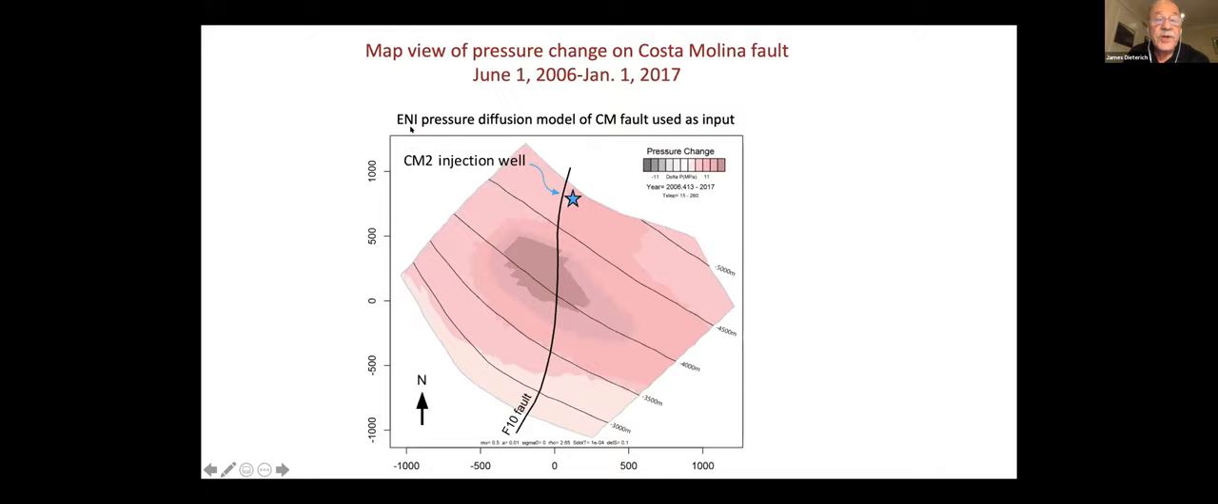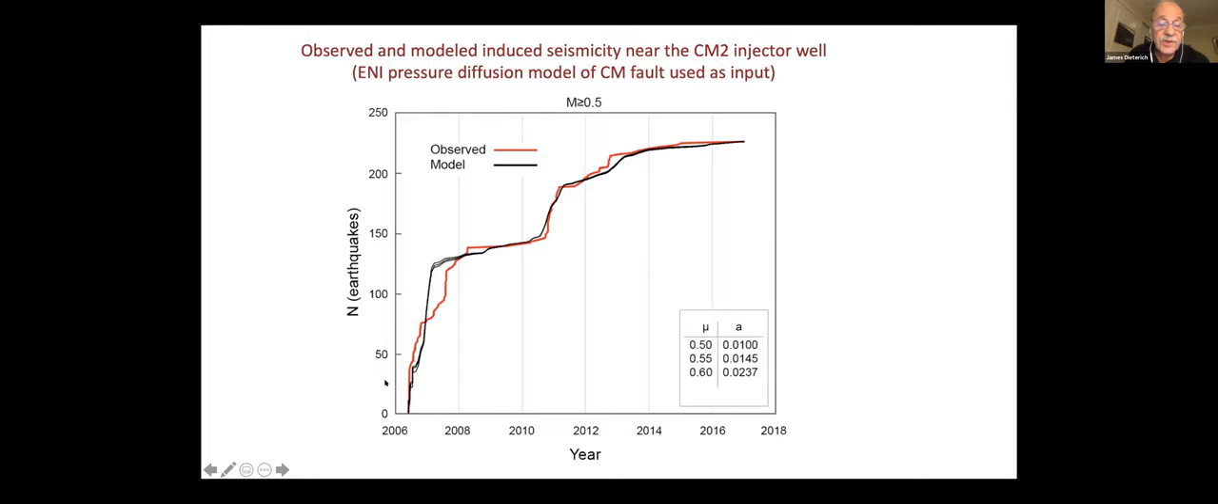So this is a very large scale simulation of fluid pressures and fluid diffusion in the model. We've used their model as an input. And this is the pressure change we get over this period, 11 years. Pressure change here. And here's this fault, which we think is conducting fluid, which their model shows is conducting fluid onto the fault. And here's our best fit of the cumulative seismicity using the rate model to the observed seismicity.